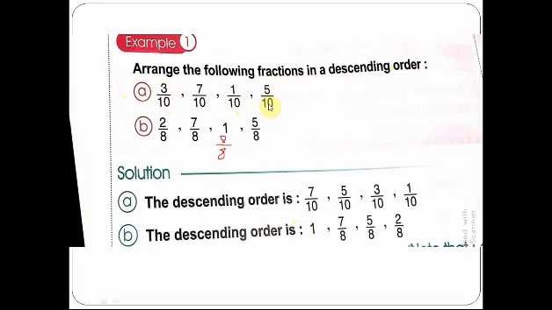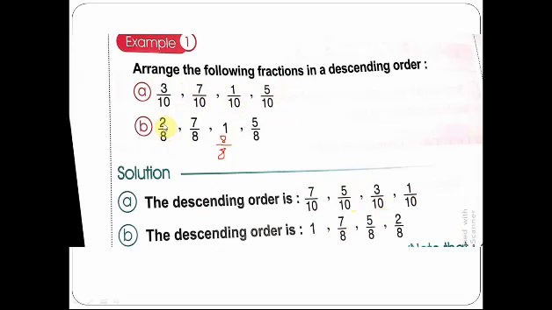In these fractions, I have the same denominator. So the bigger numerator is the greatest. What is the biggest numerator here? Of course, it's 7. So 7/10, I put it first because I arrange from the big to the small. Then 5/10, then 3/10, then 1/10.